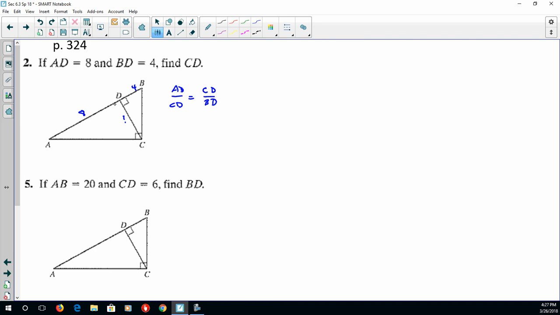So plug in everything you know. AD is 8, CD we don't know, CD over 4. Now if you multiply both sides by 4 CD, I'm going to abuse notation a little bit. When I multiply on the left, I have the CDs cancel, I have 4 times 8.